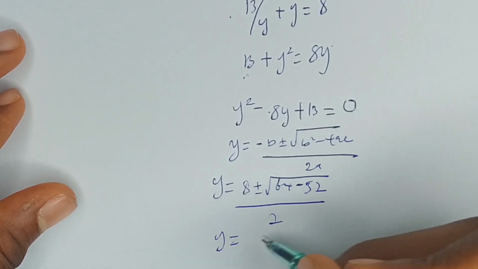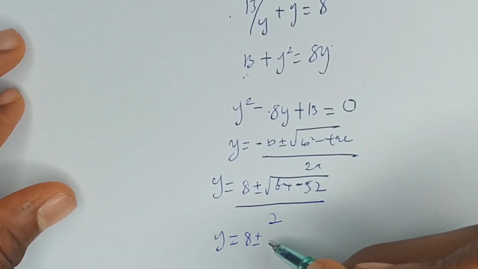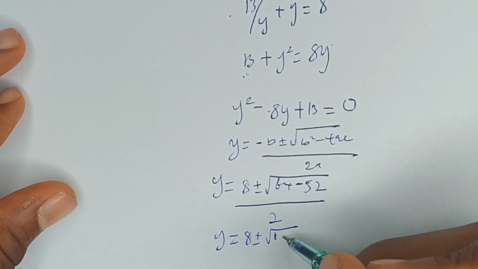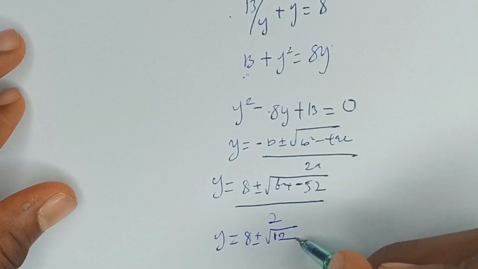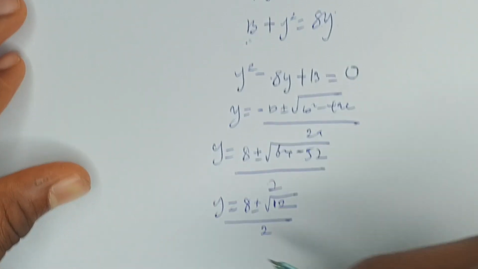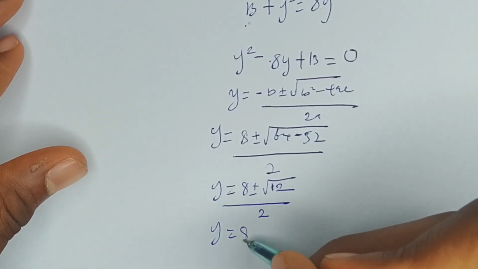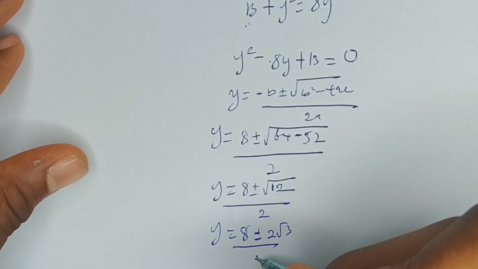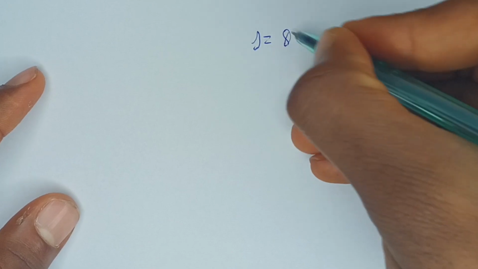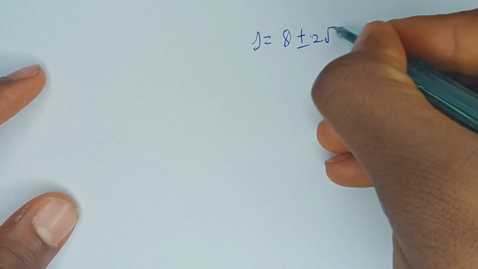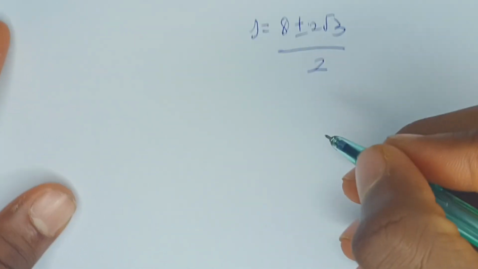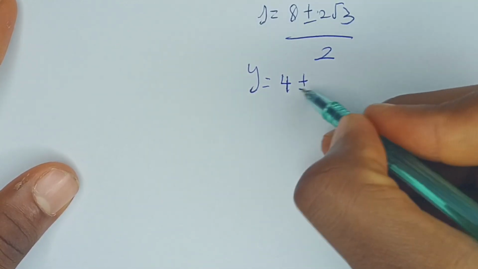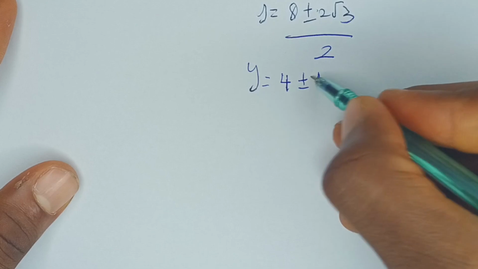Hence, y will be equal to 8 plus or minus the square root of 64 minus 52, which is 12. So this is square root of 12 all over 2. Hence, y will be equal to 8 plus or minus 2 root 3 all over 2, which means that y will finally become equal to 4 plus or minus root 3.